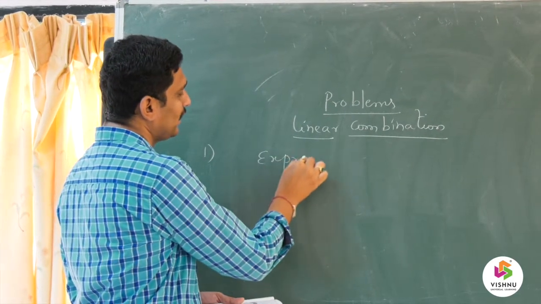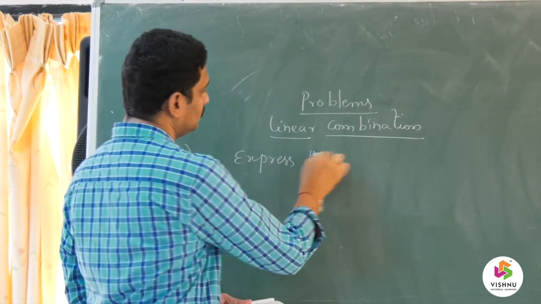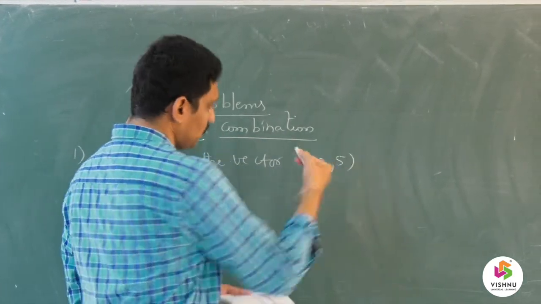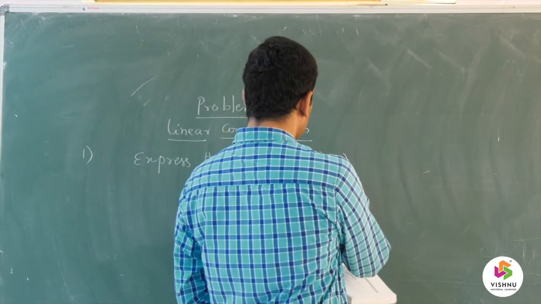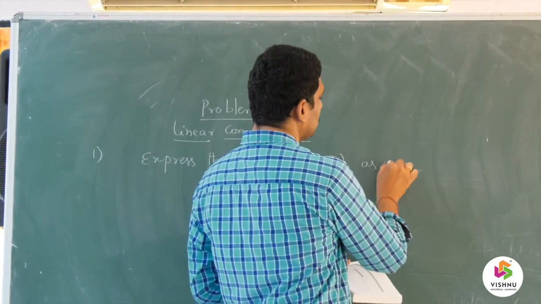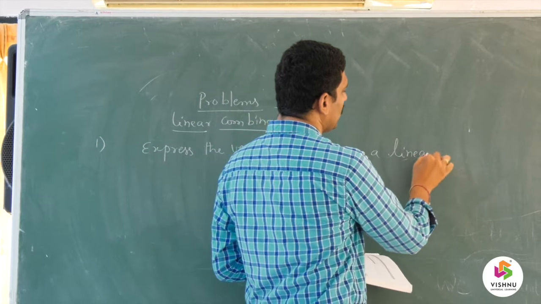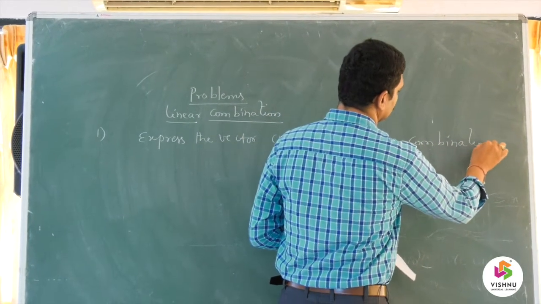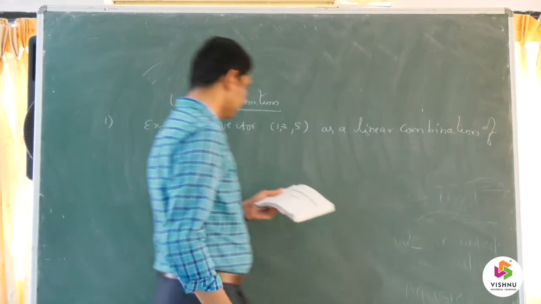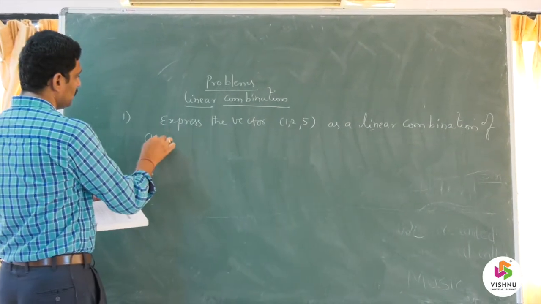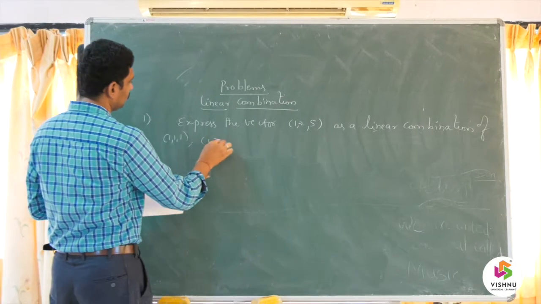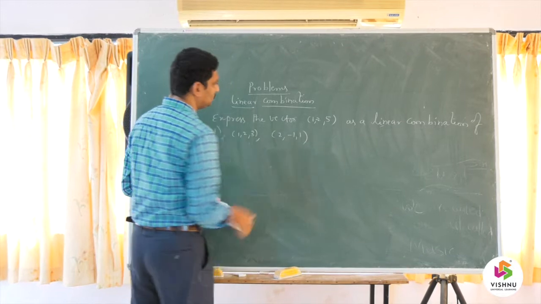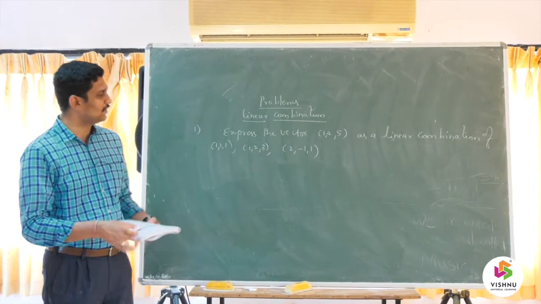So express the vector 1 minus 2 5 as a linear combination of 1 1 1, 1 2 3 and 2 minus 1 1. So this is the first one.